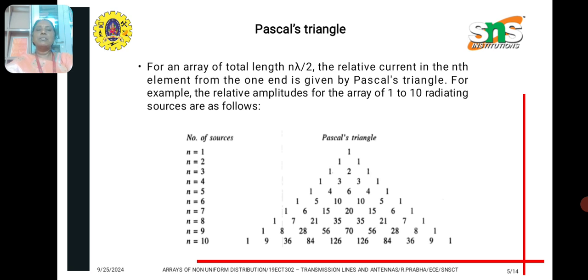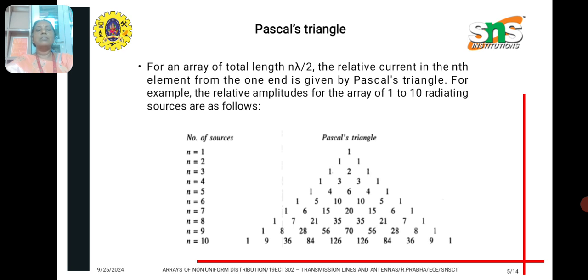The simplest method is to use Pascal's triangle. For an array of total length n lambda by 2, the relative current in the nth element from one end is given by Pascal's triangle. For example, the relative amplitudes for arrays of 1 to 10 sources are given in the diagram. For n equal to 1, according to Pascal's triangle, it is 1. For n equal to 2, it is 1, 1.